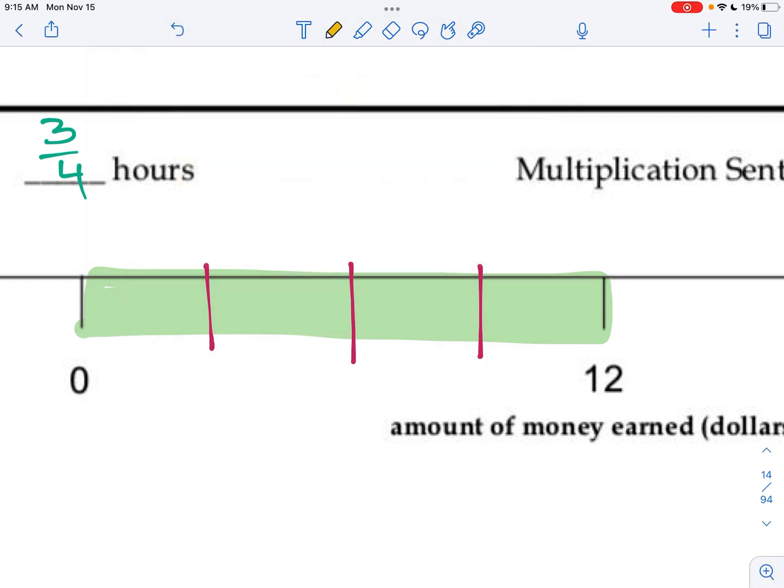So to figure out the numbers that go along the bottom, I'm going to take my 12 and say I took it and split it into 4 parts. 12 divided by 4 is 3. Then I'm going to skip count by 3. 3, 6, 9, there's 12.